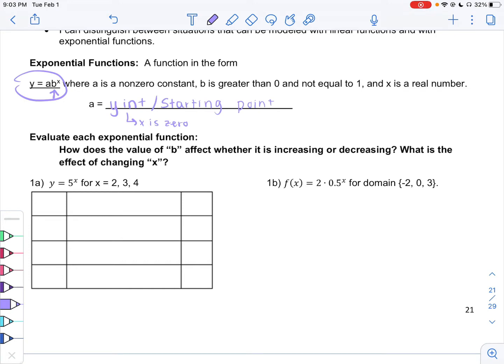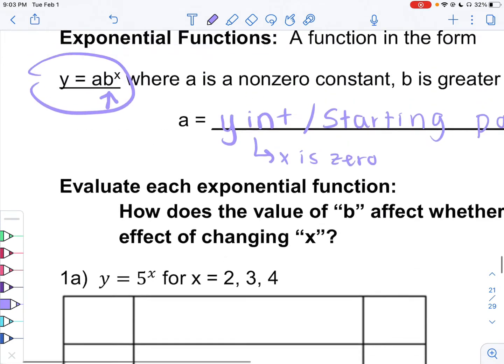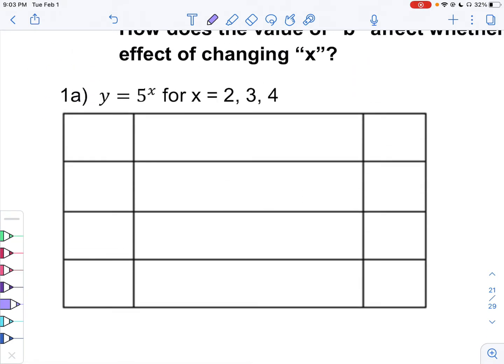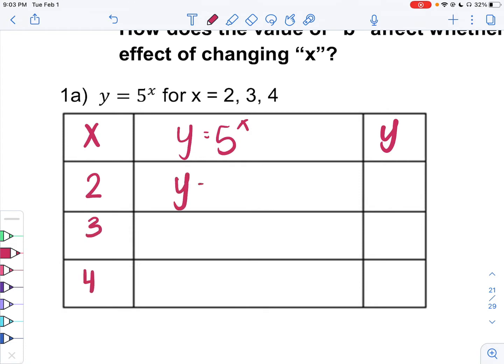So we're just going to start by solving y equals 5 to the x for when x is 2, 3, and 4. I'm going to put my x's here, my y's here, and then I'm going to show my work in the middle. So my x values are 2, 3, and 4. Whenever I see x, I'm just going to plug in my x value.